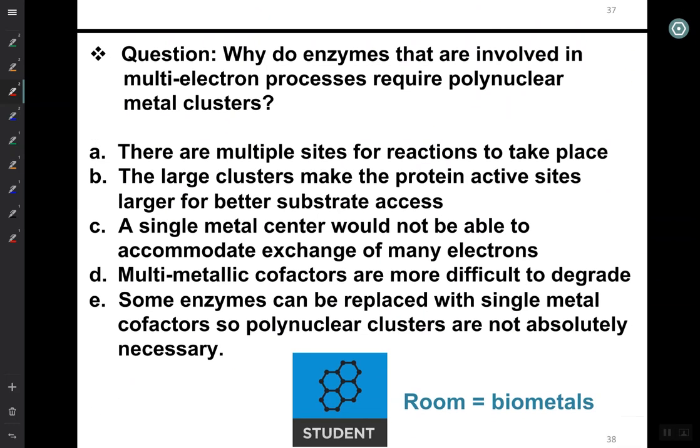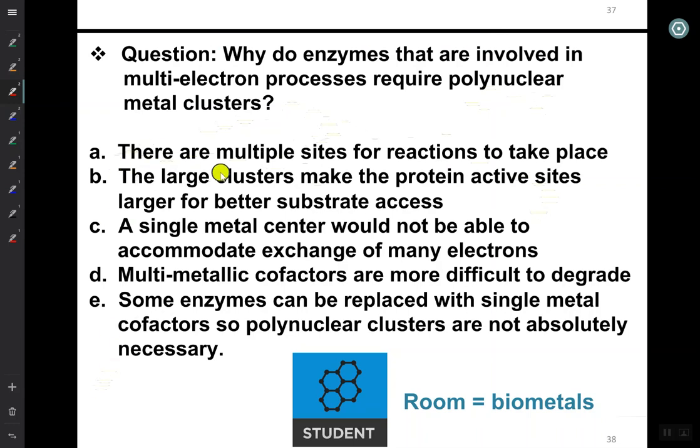Okay, so why do enzymes that are involved in multi-electron processes require polynuclear metal clusters? So you've seen examples where you could just use one metal to catalyze reactions. So the question is, well, why has nature evolved to use this very complex multinuclear, polynuclear species? So let's look at the answer choices and pick the best one here.